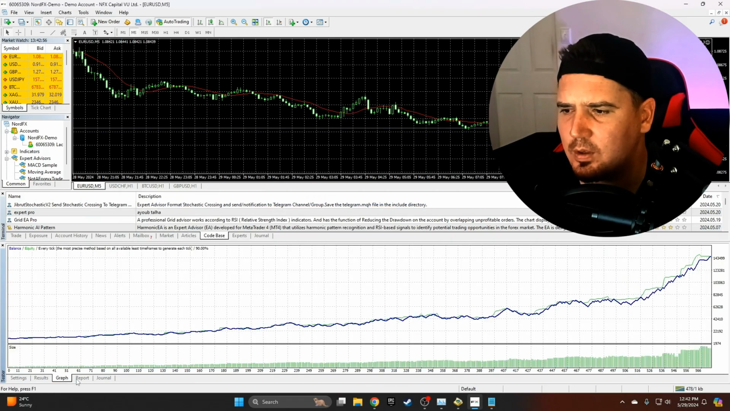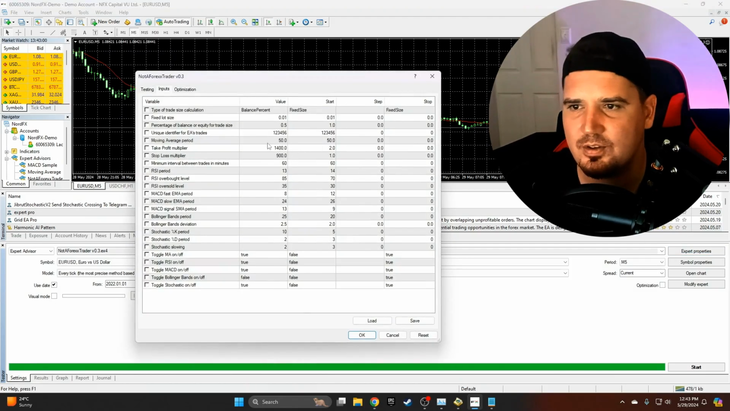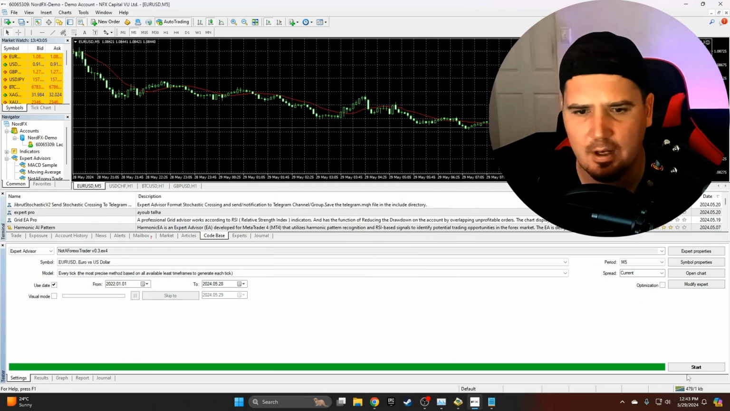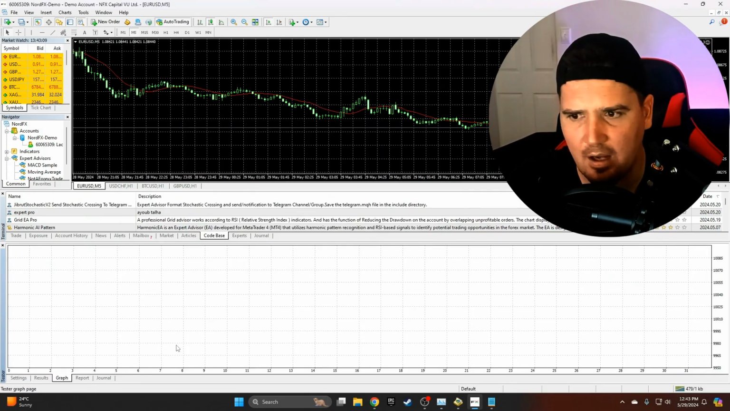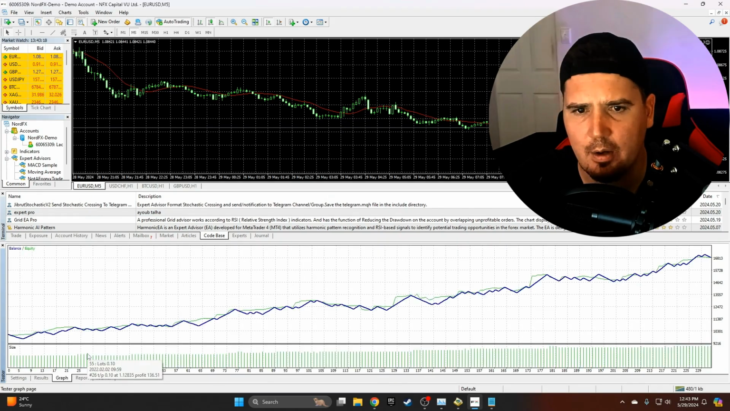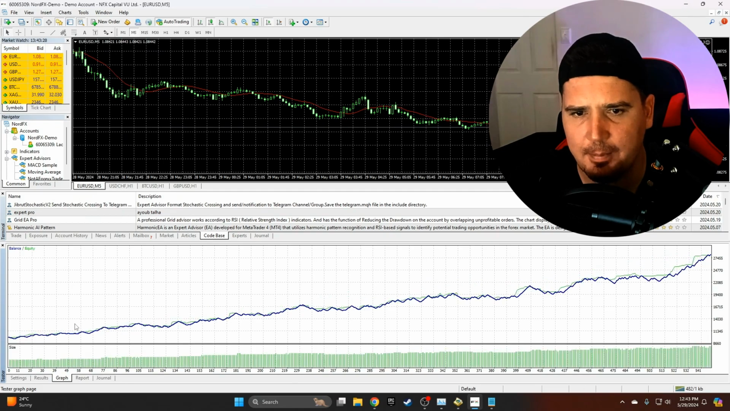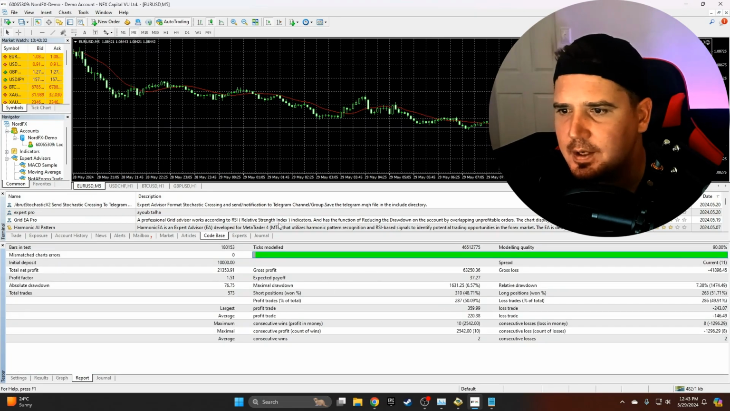I am happy with it, although the drawdown is maybe a bit high, but we can always just reduce our trade size. So we can just say 0.2. So now 0.2% risk per trade. And let's just see how long this will take. Our drawdown should be a lot less.